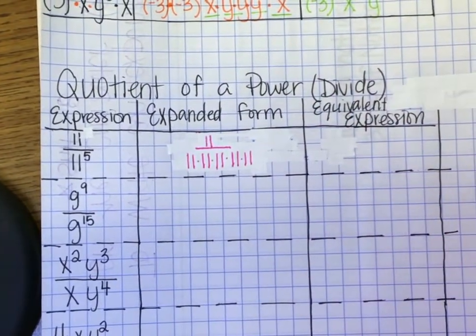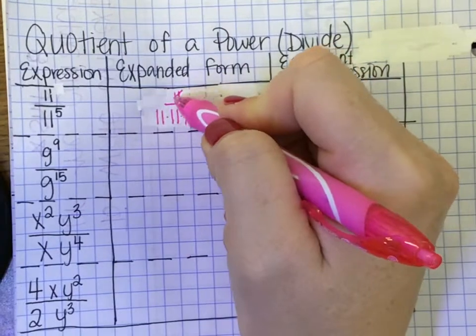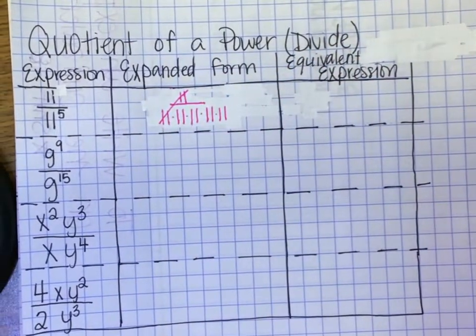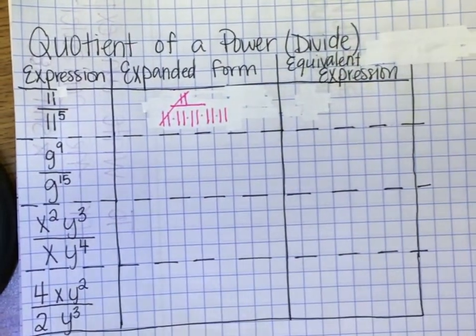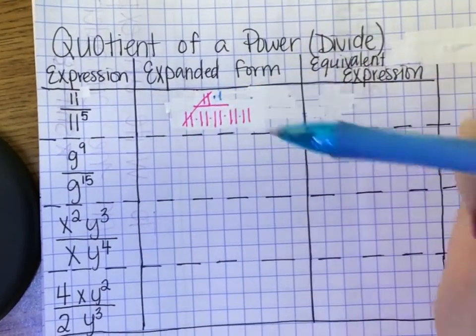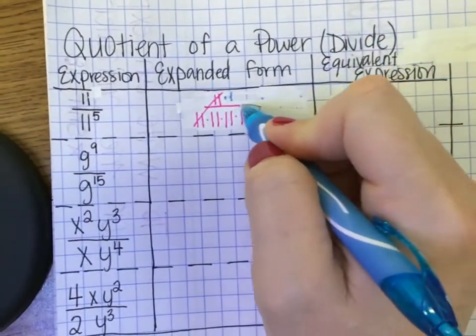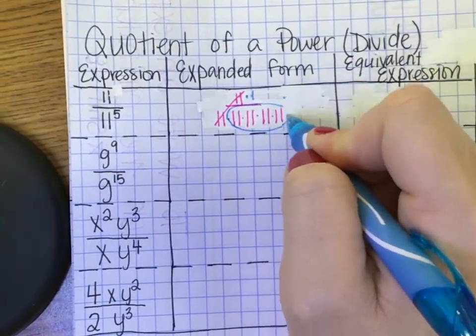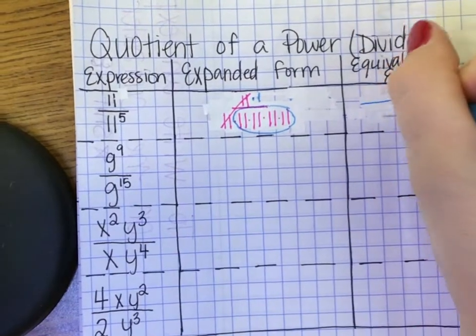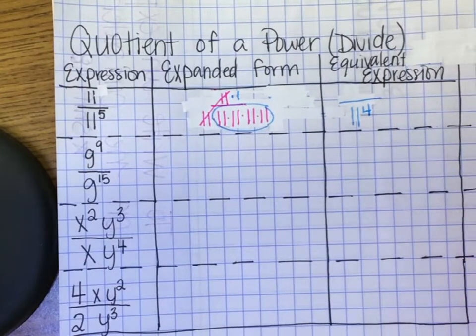So then we can again cancel one from the top, one from the bottom, which would just leave us with the 1 on top, or times 1, because remember, times 1 doesn't change anything. That's pretty much just a placeholder. So we're left with 4 11s on bottom. So I would write it as 11 to the 4th, because there are 4 of them on bottom.